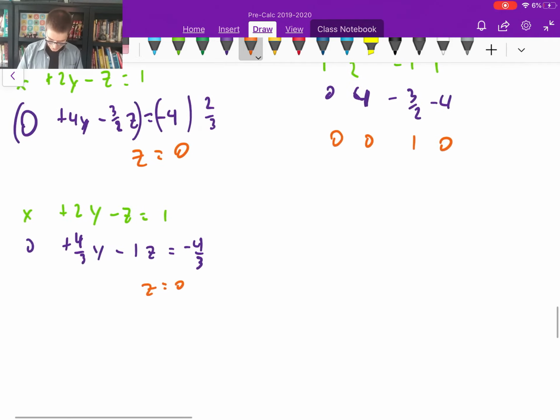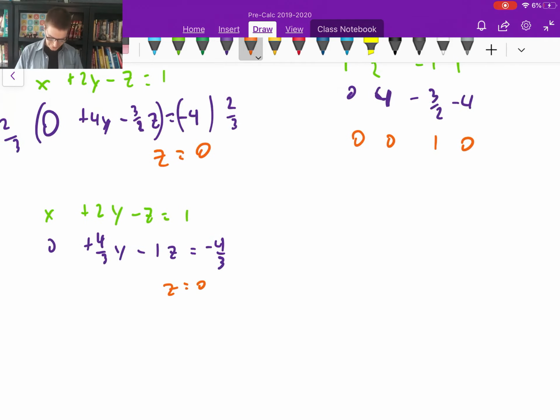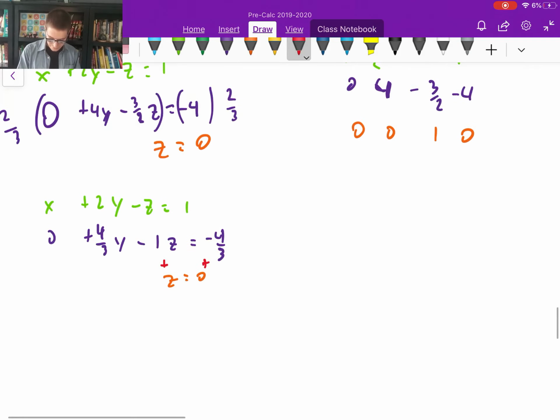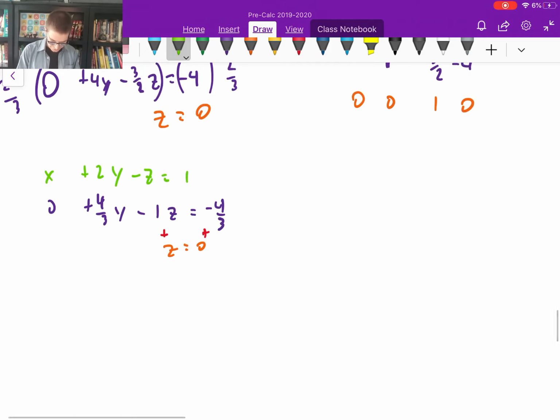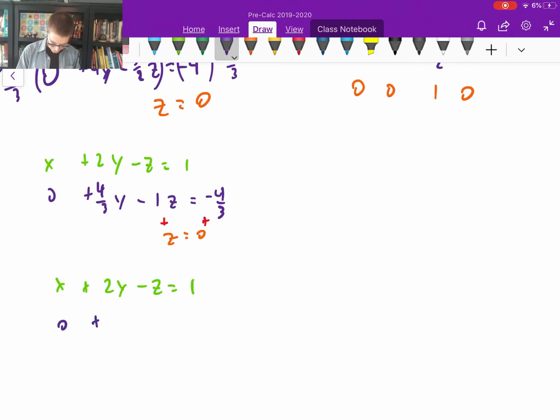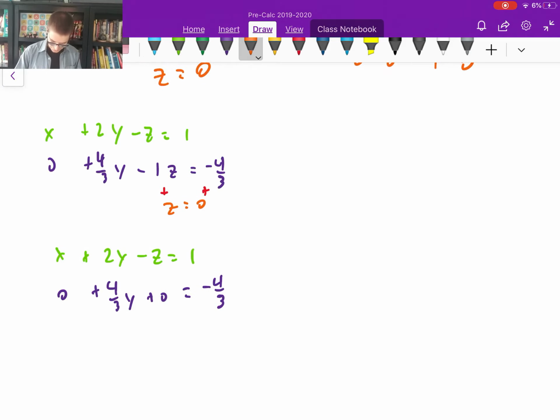Great. So then we have this, and then z equals 0. Okay, and then we can eliminate that z. We can add both sides of the equation to eliminate z. We'll do x plus 2y minus z equals 1, and then 0 plus 4/3 y, and then negative 1z plus z, that's just 0, plus 0 equals negative 4/3 plus 0, which is just negative 4/3. At the bottom, we still have z equals 0. So I eliminated something and made up the purple equation instead of the orange equation.